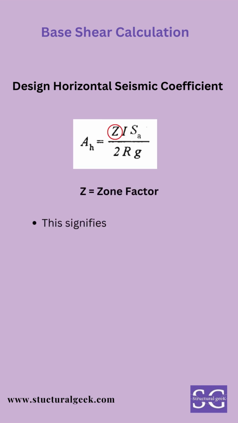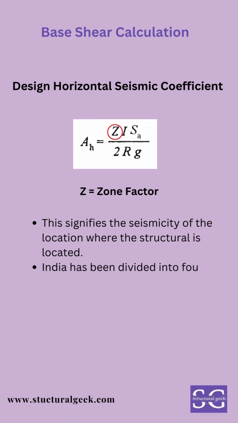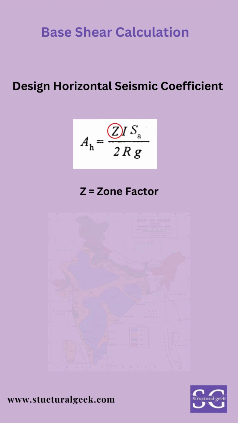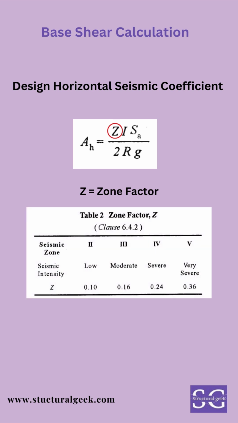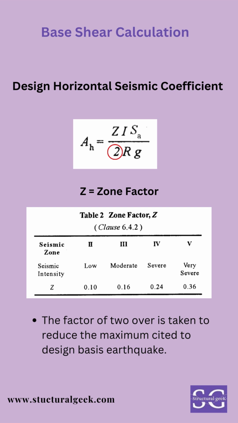Z, the zone factor. This signifies the seismicity of the location where the structure is located. India has been divided into four earthquake zones based on their past fault lines. On the map below, you can find the various locations of India divided into multiple earthquake zones. From the seismic zones, the zone factor can be found out. Zone 2 has the zone factor 0.1, zone 3 has 0.16, zone 4 has 0.24, and zone 5 has 0.36. A factor of 2 is taken to reduce the maximum considered earthquake to the design basis earthquake.